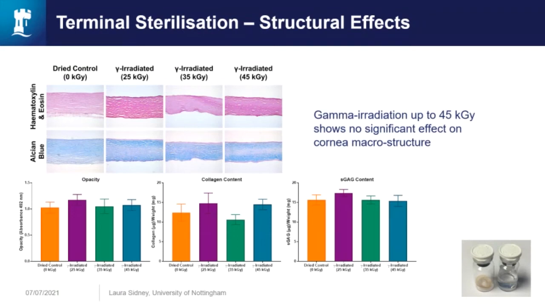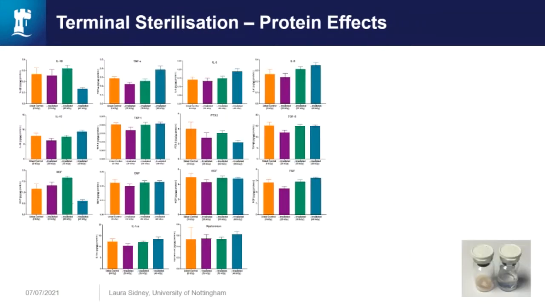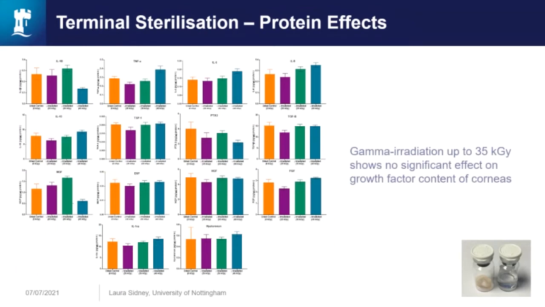We need to look a little bit further into the microstructure. And we've looked at the proteins that are contained within the corneas, so some of the growth factors there. And we saw a little drop off at 45 kilogray, but up to about 35, there was no significant effect on the growth factor content either, which is good news. But we do need to have a check to see that this actual terminal sterilization step does remove any of the bioburden that might be on these corneas.